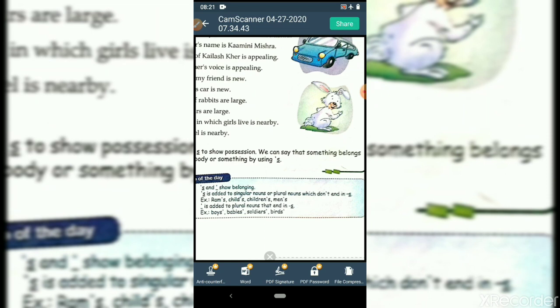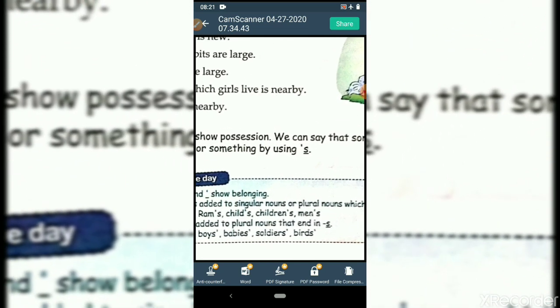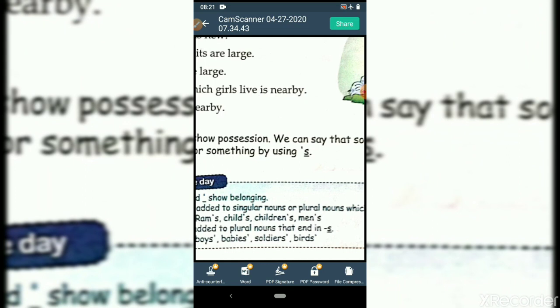For any plural word that does not have s at the end, the s comes after the apostrophe sign. But for any word that has s at the end, you have to remember that the apostrophe sign comes after s. Now, ram's, the sign of apostrophe is before s; child's, the sign of apostrophe is before s; children's, the sign of apostrophe is before s; men's, the sign of apostrophe is before s. Now the words having s at the end, plurals: boys', the sign of apostrophe is coming after s; babies', soldiers', birds', the sign of apostrophe is coming after s. So you need to know these words.